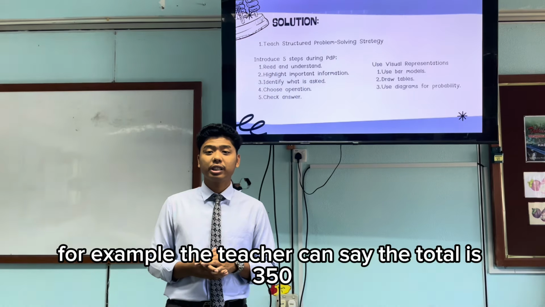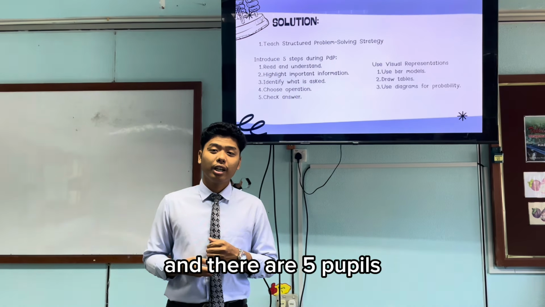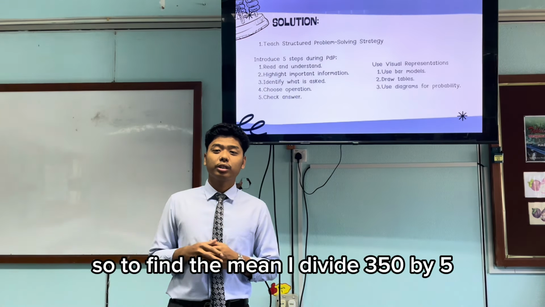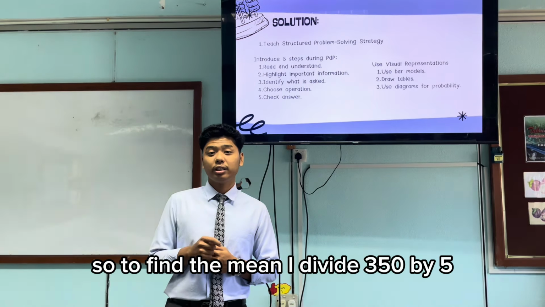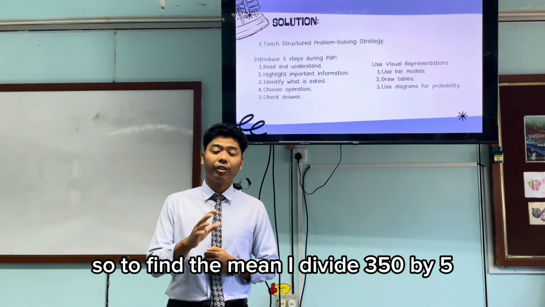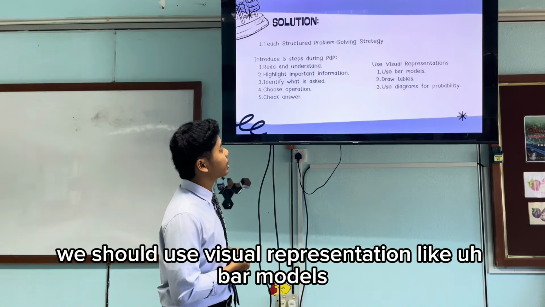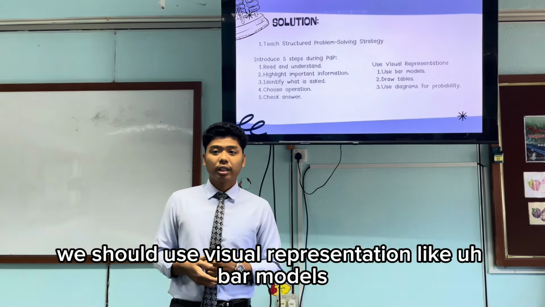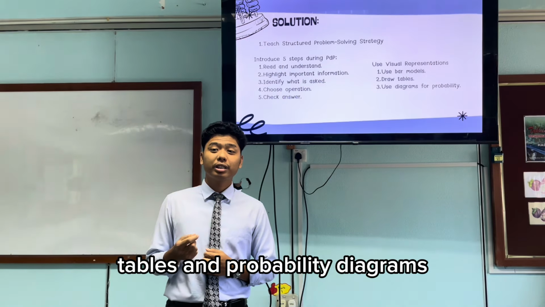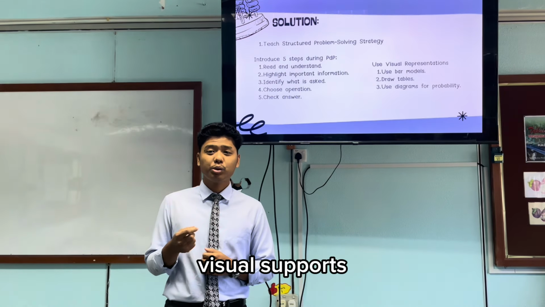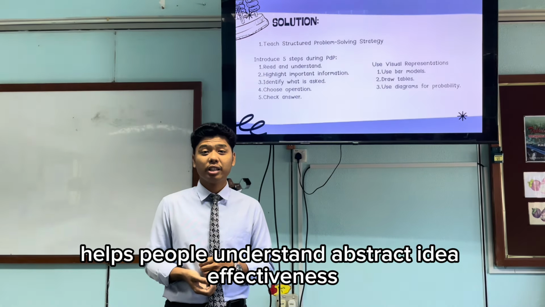For example, the teacher can say the total is 350 and there are 5 pupils, so to find the mean, I divide 350 by 5. Besides that, we should use visual representations like bar models, tables and probability diagrams. Visual support helps pupils understand abstract ideas effectively.